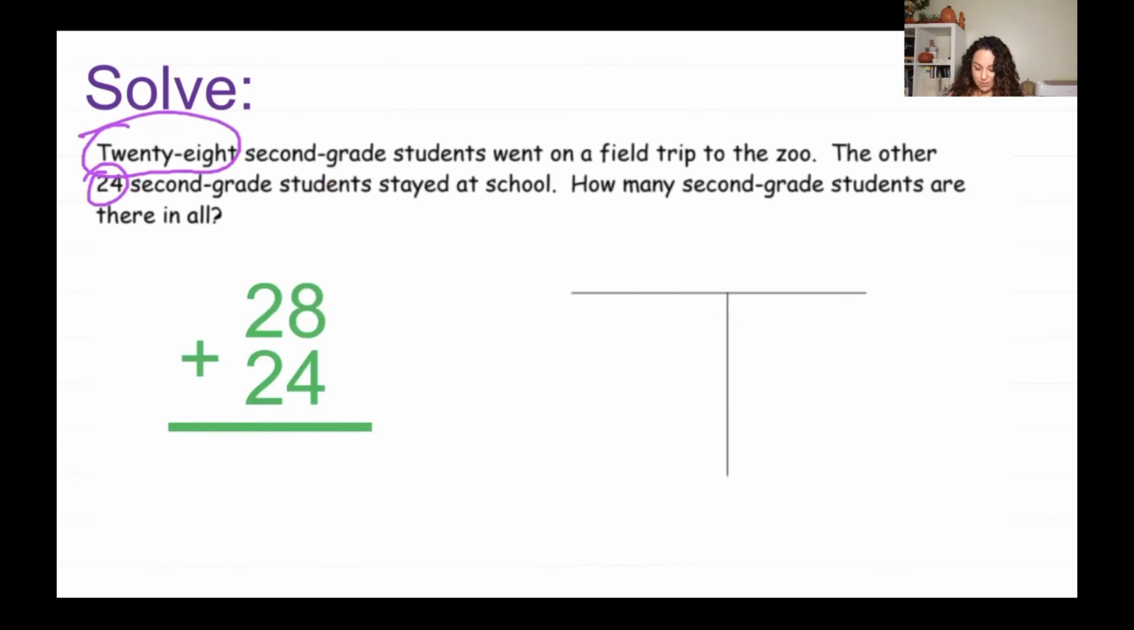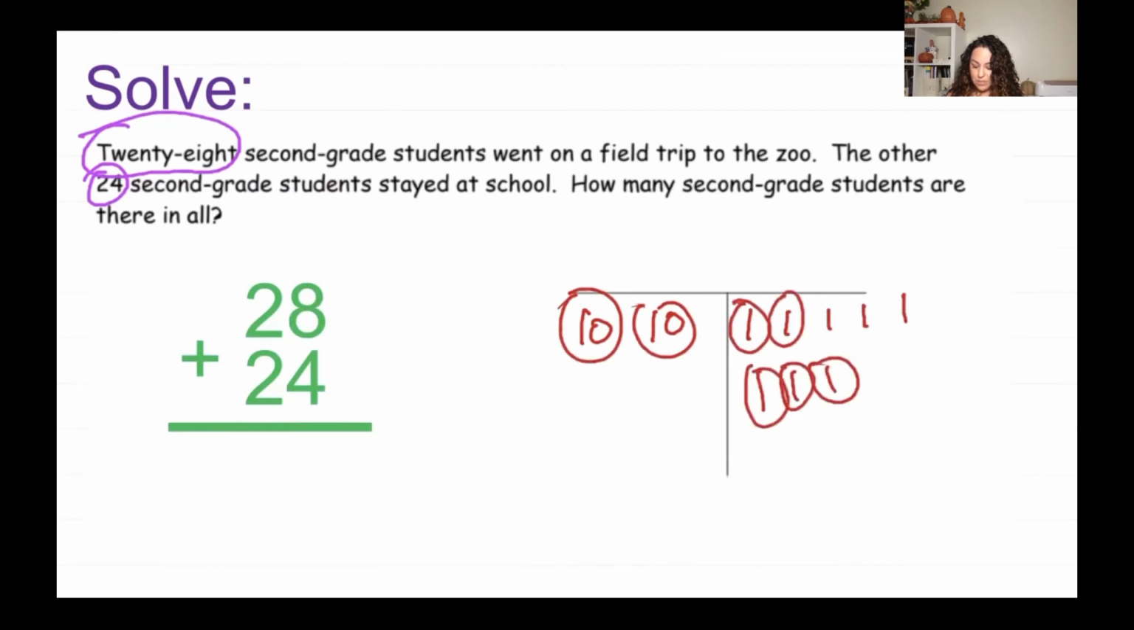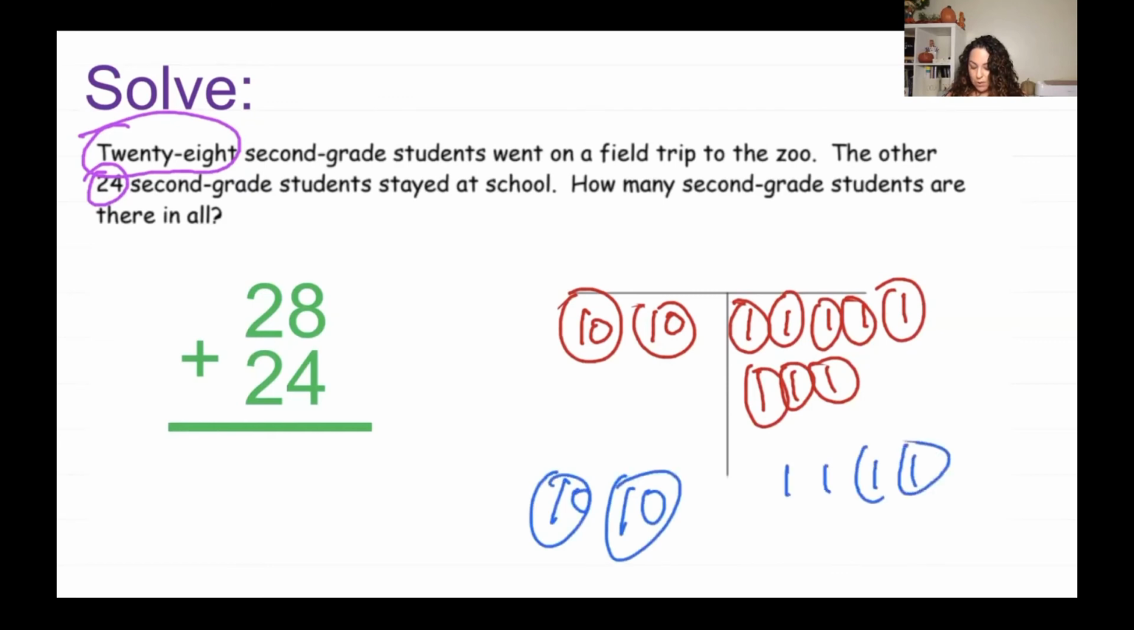So let's get drawing. 10, 10, and then I have 8 1s. 1, 2, 3, 4, 5, 6, 7, 8. Now, even if you don't have a lot of room, you should still work to line these up in groups of 5 because it makes it so easy to read these numbers. Okay, the second number is 24. So I have 2 10s, and then I have 4 1s. Okay, so let's go ahead and add them.